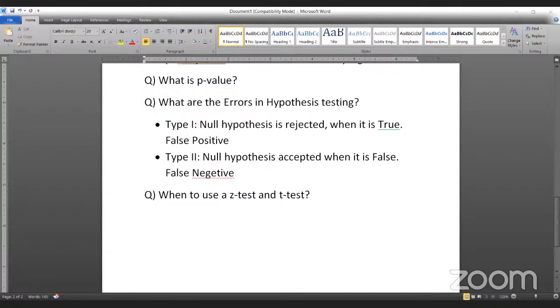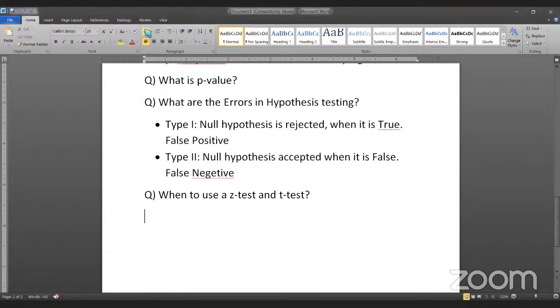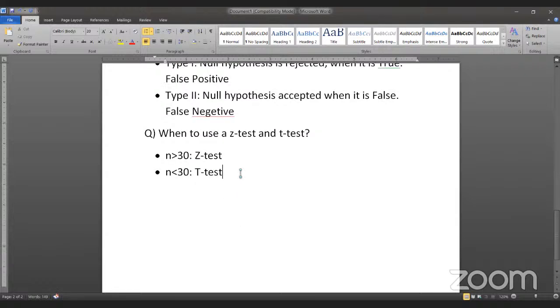If the sample size is large, greater than 30, we use a z-test. And when it is less than 30, let me just write it down. When n is greater than 30, we use a z-test. When n is less than 30, sorry, this is small n, the sample size, we use a t-test.